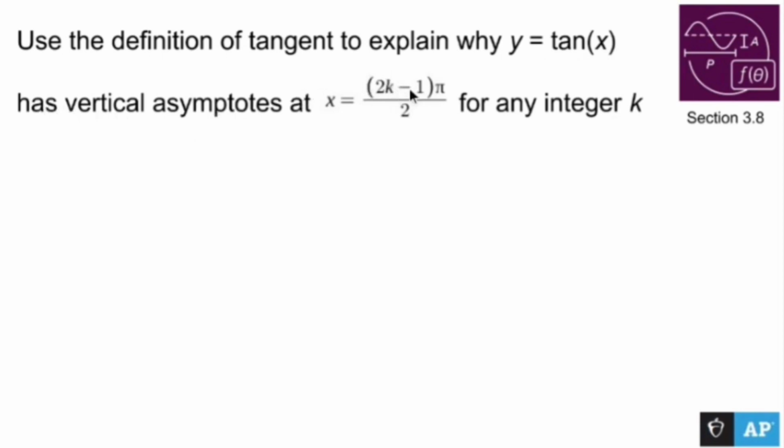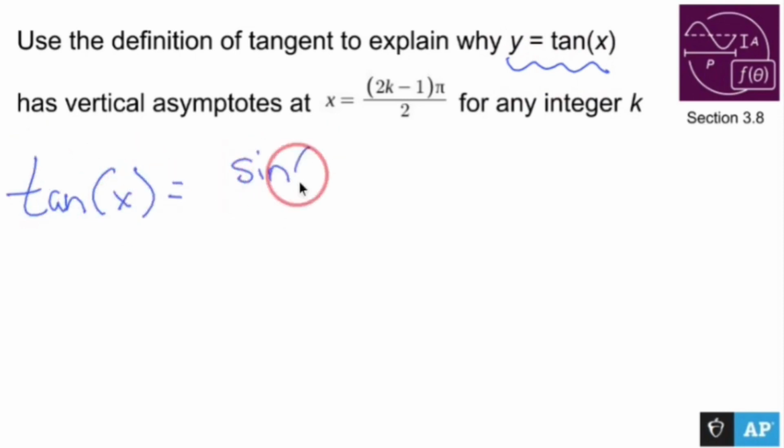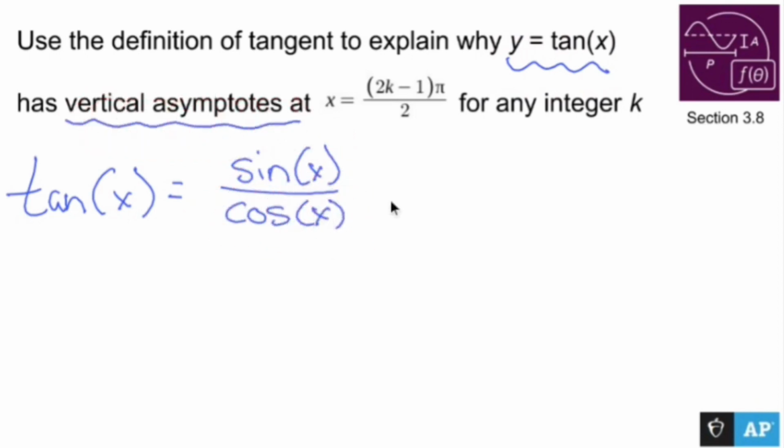Use the definition of tangent to explain why y equals tan x has vertical asymptotes at x equals (2k minus 1) pi all over 2 for any integer k. Well, what is the definition of tangent? Well, tangent x is the same as sine x over cos x. Now, vertical asymptotes exist when the denominator is equal to 0 as long as the numerator is not equal to 0. So we have to take a look at both of these.